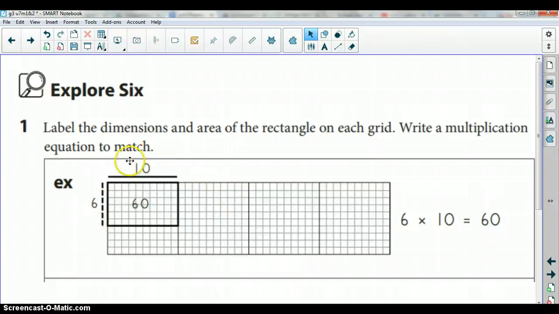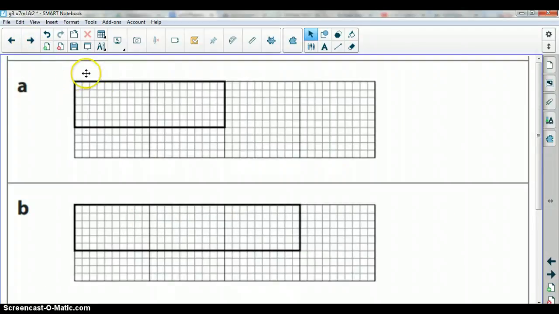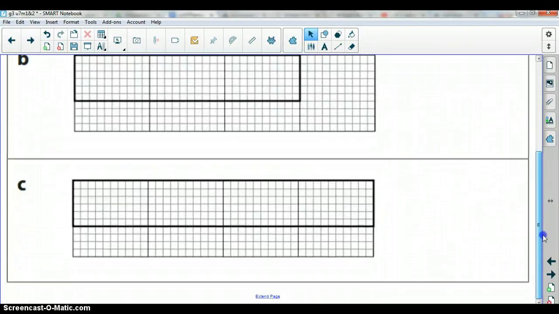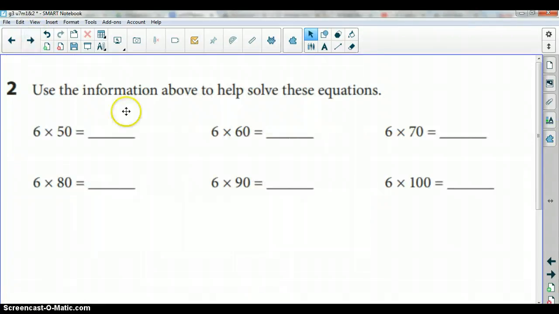So you look at this example together, and then they will have this handout and they write in 20 by 6, what happened? 30 by 6, what happened? Okay, and then 40 by 6. And then using that information to solve these, so they can start seeing the patterns.